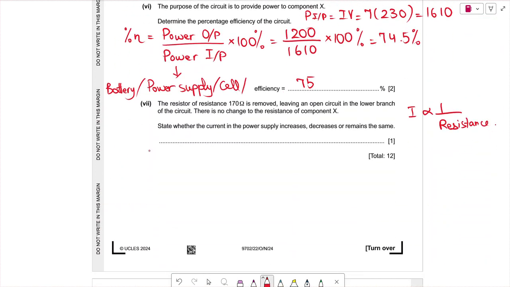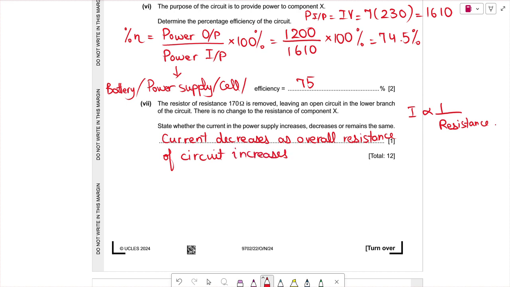So we write: current decreases as overall resistance of circuit increases.